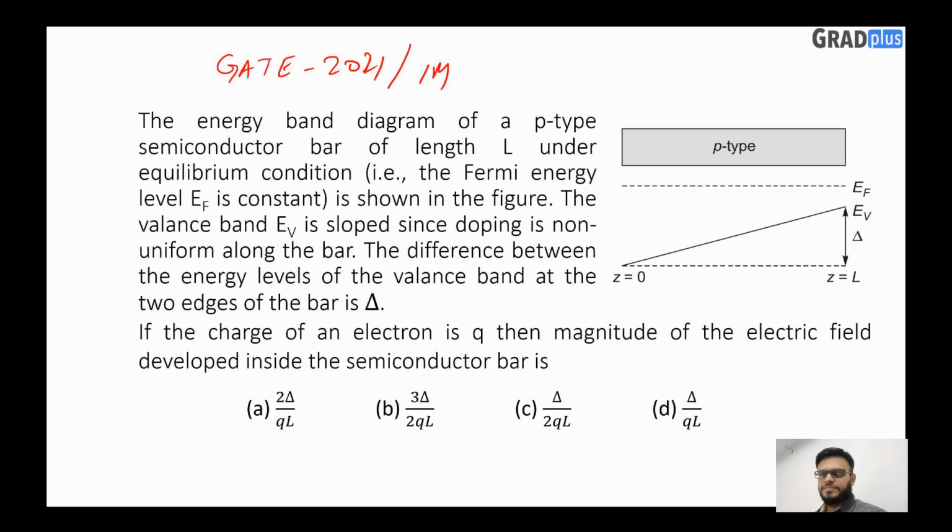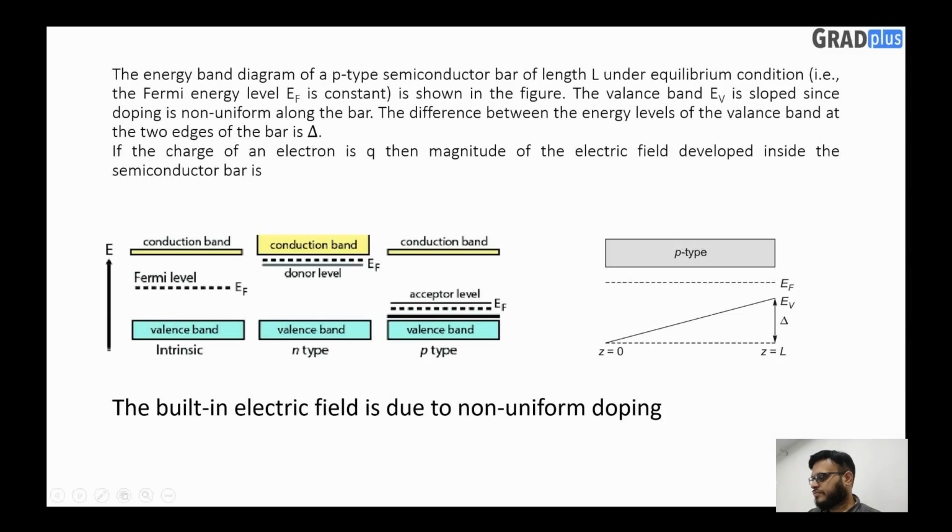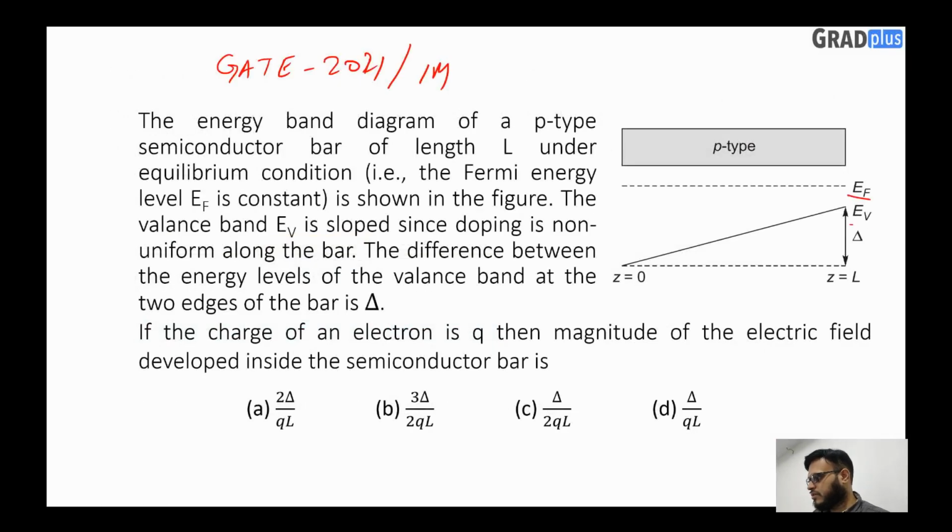from the given data. So now what it is saying is, this is a semiconductor bar which is doped p-type, where the Fermi level is constant, the size of the bar is capital L, and we can say this is under equilibrium condition. Means it is in a steady state condition, nothing is changing right now, it has reached the steady state. So now you can see here the Fermi level is constant and the valence band is moving, means it is changing.